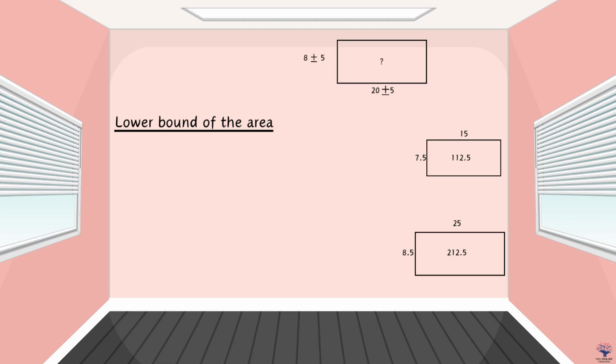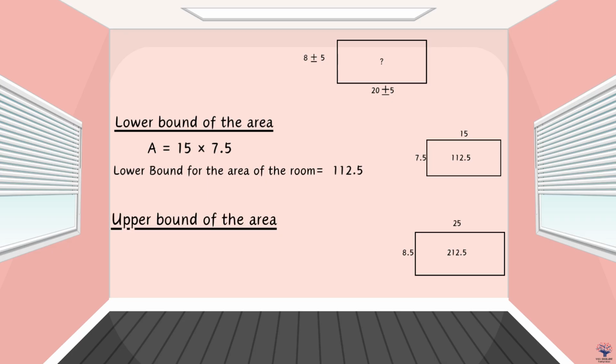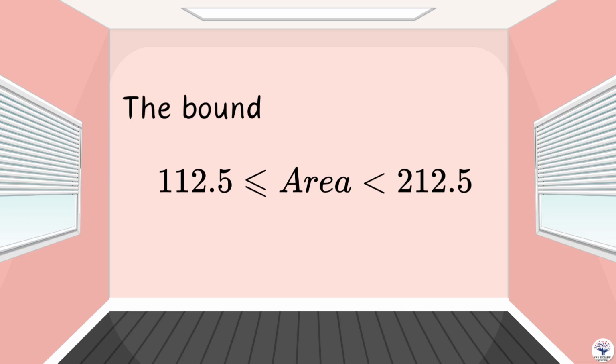Calculate the lower bound of the area using the two smallest measurements. A equals 15 times 7.5. Lower bound for the area of the room equals 112.5. Calculate the upper bound of the area using the two largest measurements. A equals 25 times 8.5. Upper bound for the area of the room equals 212.5. Hence the bounds of the area is 112.5 less than or equal to area less than 212.5.